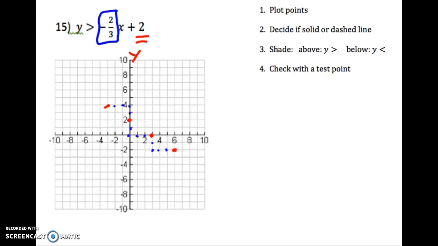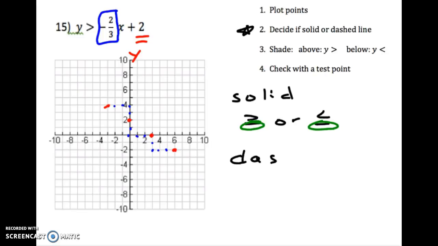Second step, we need to decide if it is a solid or dashed line. It's a quick reminder. It's going to be a solid line if we have a greater than or equal to or a less than or equal to. The key part being the equal to, because that indicates we want to include the line, hence that's why we make it solid. We'll do the dashed or dotted line if it's a greater than or a less than. In this case, when we look at this one, it's just a greater than, so we want to go with a dashed line.